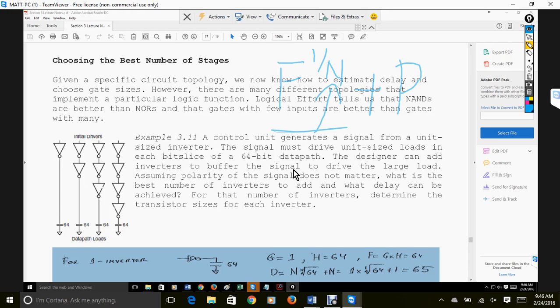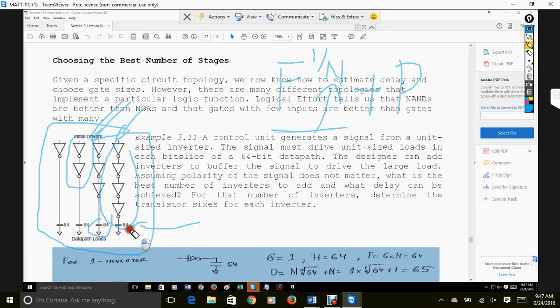So there are different topologies that implement a particular logic function, right? So we have drivers, right? So we can kind of compare, do we want the inverted output? If we have this output as 4 inverters, this input has 2 inverters, and we have cases where they all have an output capacitance of 64, right? The reason why we've chosen 64 is it has to drive each load, each bit slice of a 64-bit data path, as stated in example 3.11.